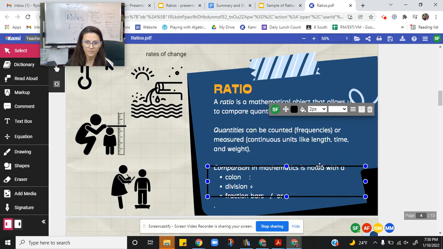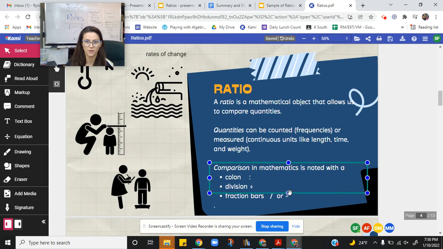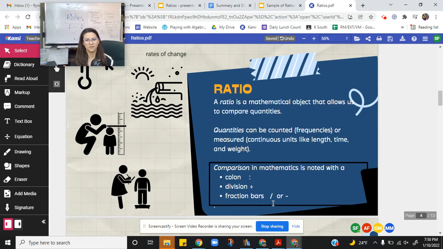Okay. Then comparison. A ratio is a mathematical object that allows us to compare quantities. Comparison in mathematics is often noted with a colon, a division symbol, fraction bars, whether they're slanted or horizontal, and fractions can be improper or mixed numbers, or really in decimal form. They can be anything. Okay, so I'm going to end ratios here.